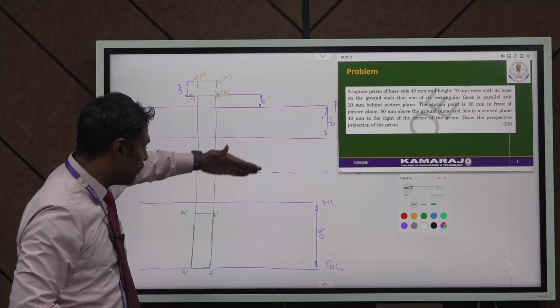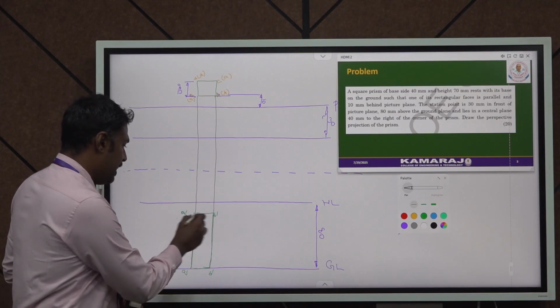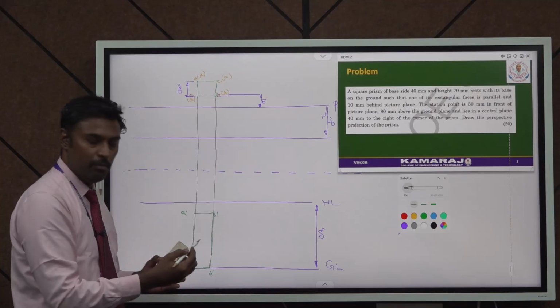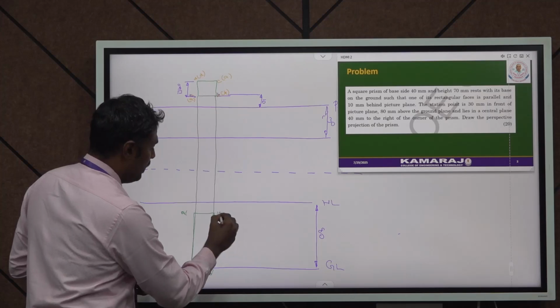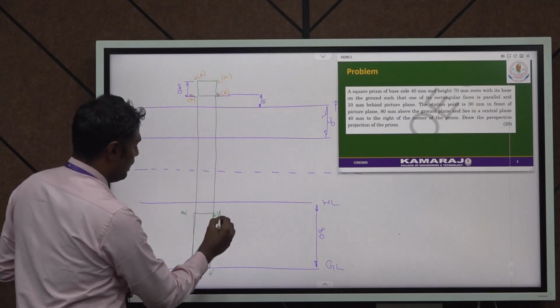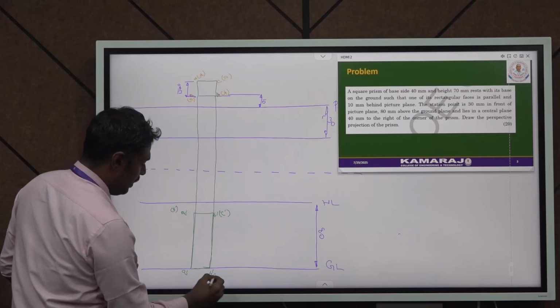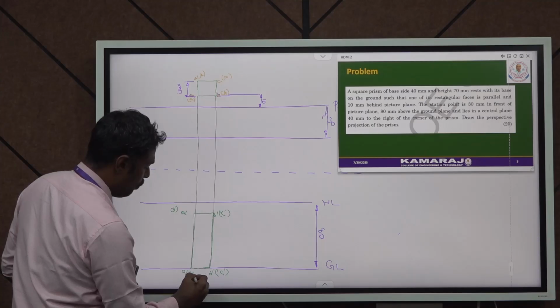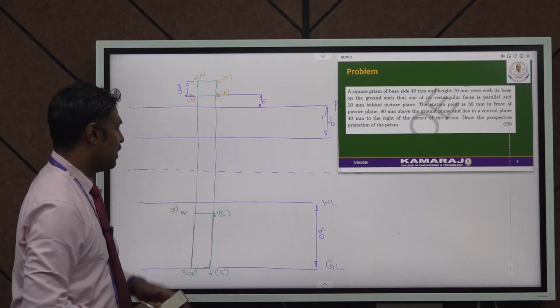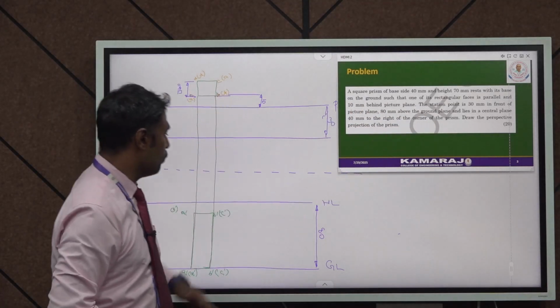That's why I am drawing this front view below the reference line, because it is a third angle projection. A dash, B dash, A1 dash, B1 dash are visible, and behind B dash is C dash, behind A dash is D dash, behind B1 dash is C1 dash, and behind A1 dash is D1 dash. This is the representation of the front view of the square prism.